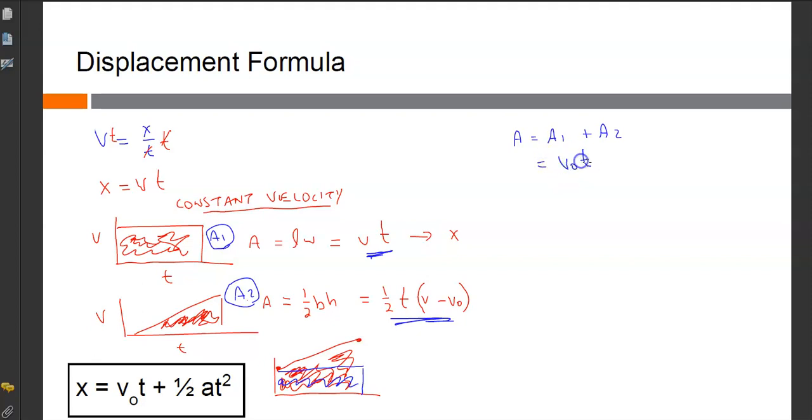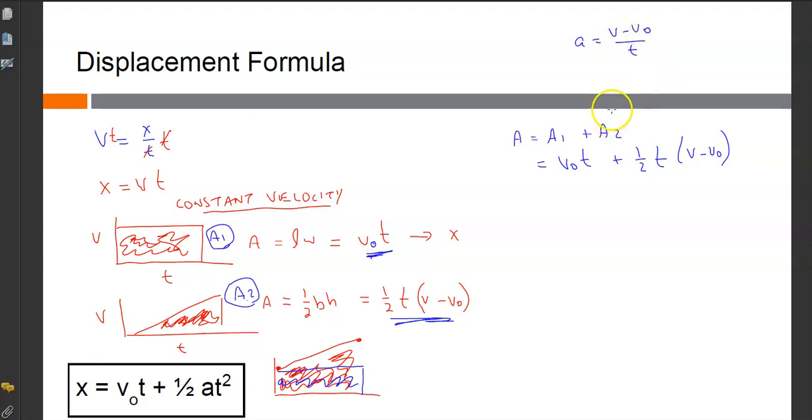I've got v naught t. I was going some speed at the beginning, and I kept going that same speed. And then right here, I've got 1/2 t times (v minus v naught). All right, this may seem a little bit weird, but remember that definition of acceleration that we had, a equals v minus v naught? That almost looks like this part, but it was over t.